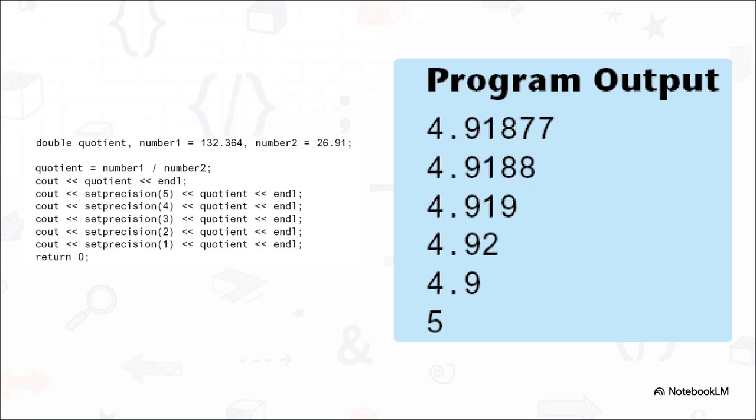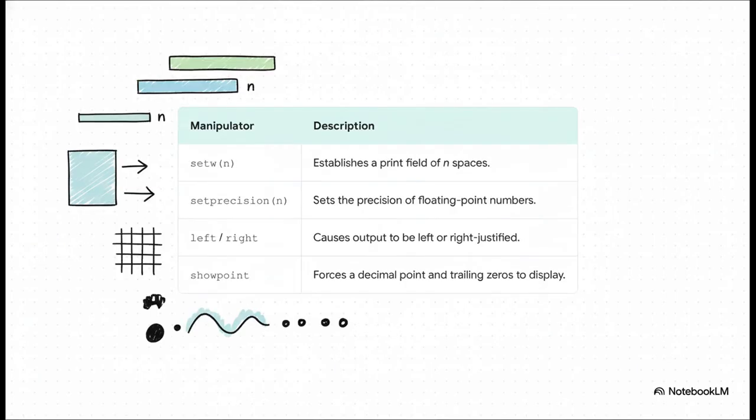So simple, so powerful. All right, here's a little cheat sheet for you with the most common manipulators. We've already covered setW for getting that perfect width and setprecision for taming decimals. But you've also got left and right, which let you decide if the text sits on the left or right side of that print field we talked about. And showpoint is really useful. It forces the decimal point and trailing zeros to show up, which is great for prices, for example.